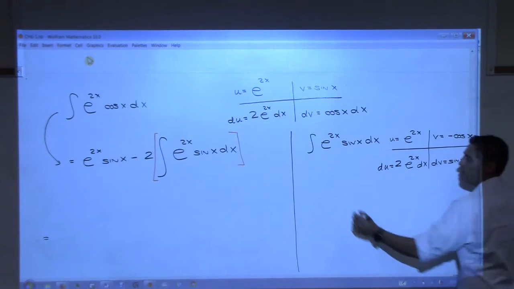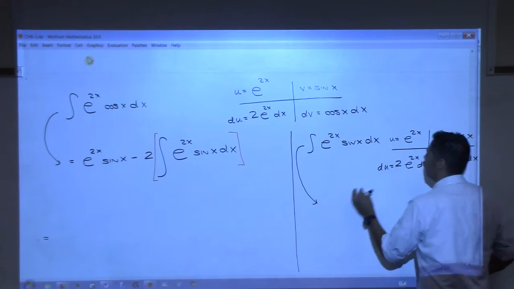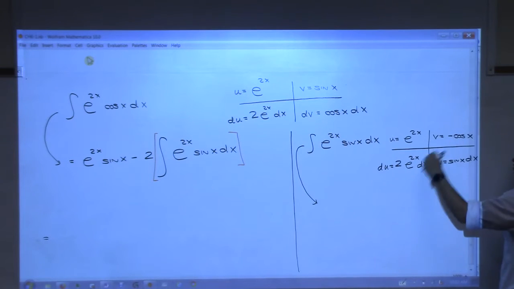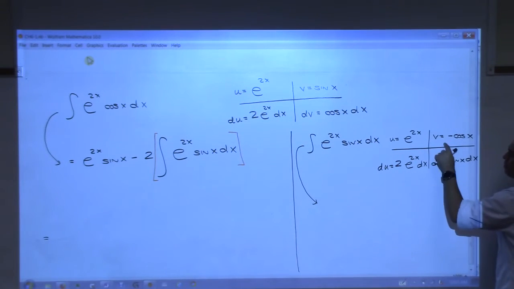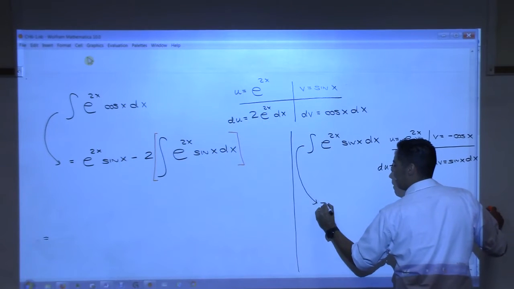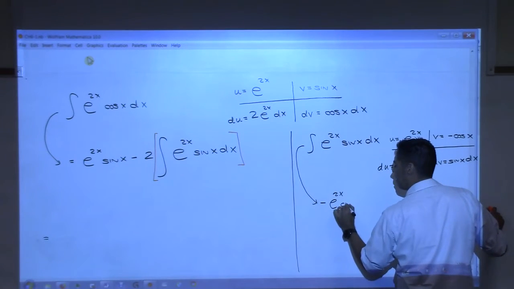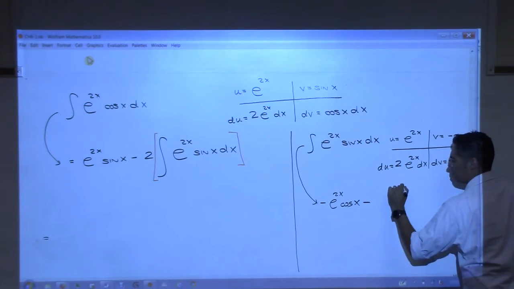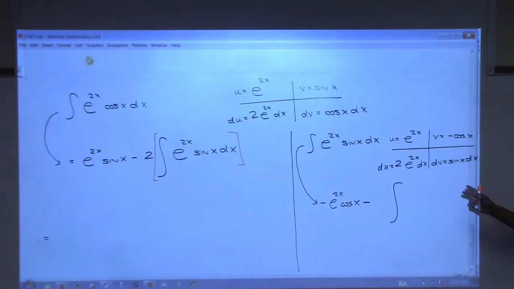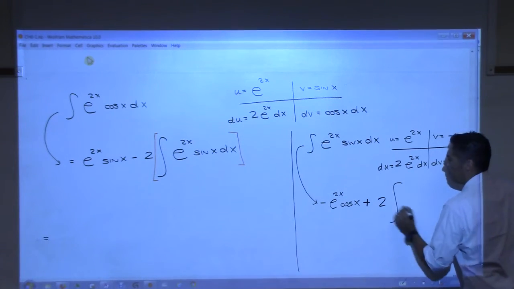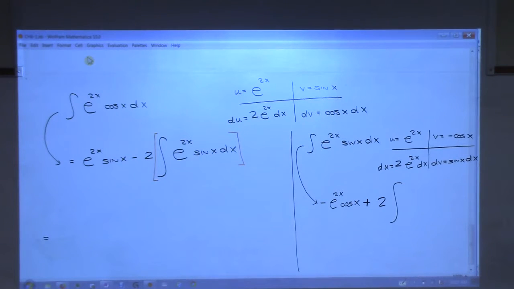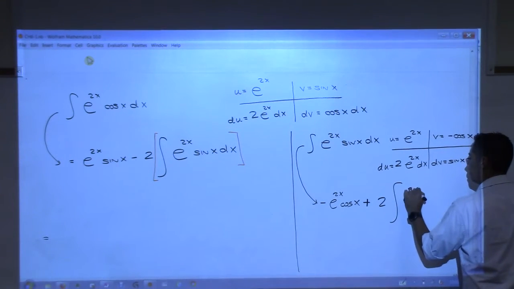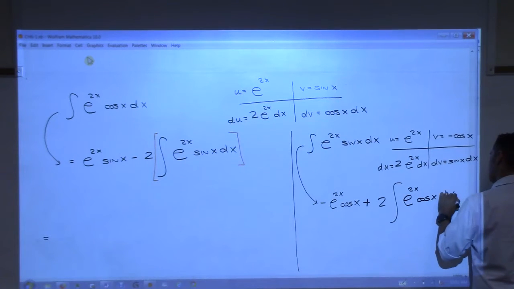According to the integration by parts formula, this will become these two multiplied, and then minus the integral across this way. So these two multiplied are going to be negative e to the 2x cosine x. And then minus the integral. Any constants I can pull out of this integral. I can pull the 2 and the negative, right? So when I pull that negative out, it's going to turn this into a positive, and we'll have a 2 here. And what's inside that integral? E to the 2x cosine x dx.